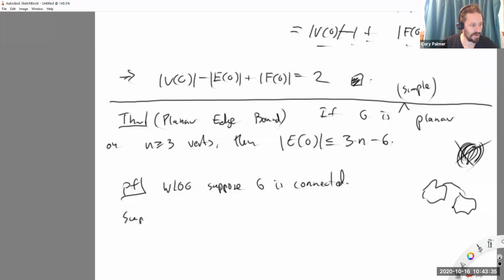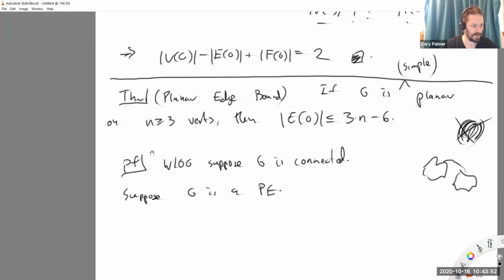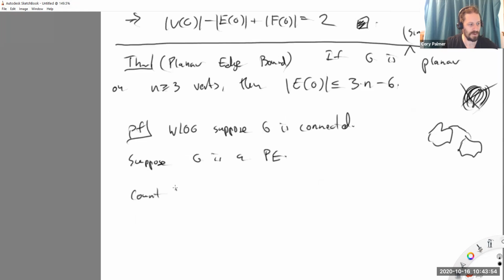Okay, so suppose G is a planar embedding. So take a planar embedding of it. We know that in a planar embedding, the number of faces is fixed. So we can talk about the number of faces, number of vertices, and so on. And then we're going to do the following. Count the edges of G face by face. What do I mean by that? For each face of the graph, just count the number of edges on its boundary, okay?